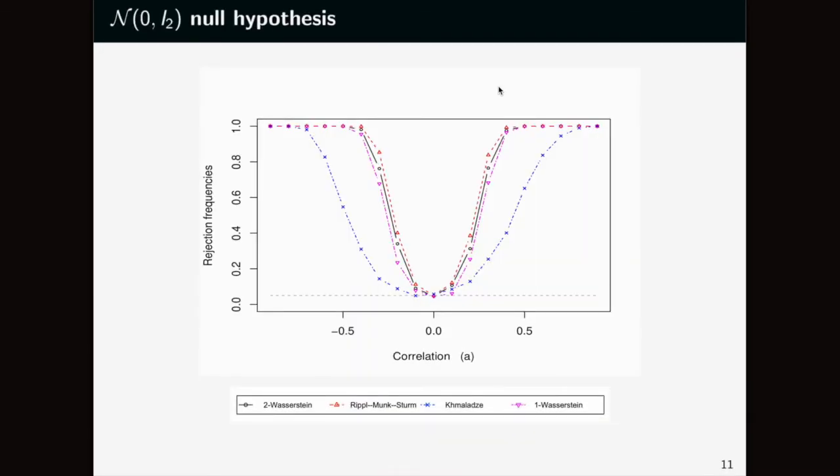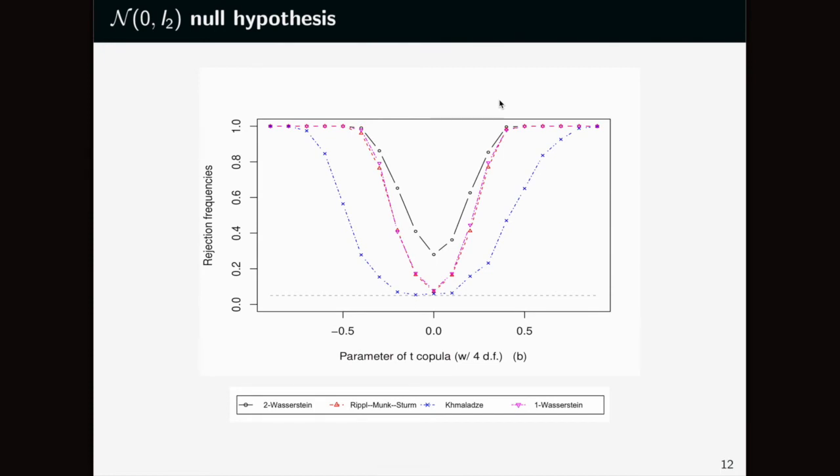In the first setting, we consider a simple null hypothesis that is a centered isotropic bivariate Gaussian. We let the correlation parameter vary, and what we observe here is that the test by Rippel-Mungenstern is performing better than the other tests. It's not surprising, because the test is in a sense parametric, as it only relies on the mean and the covariance matrix. Still, the power of the test based on the Wasserstein distance is not way lower.